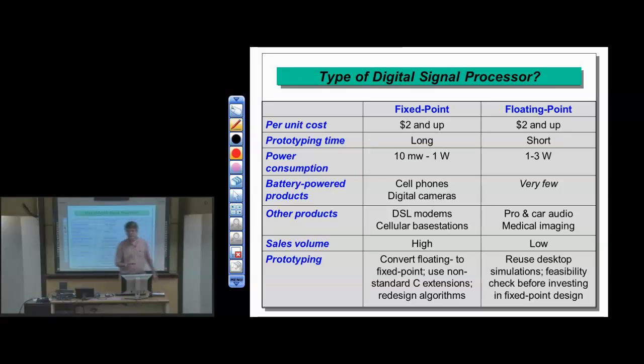Okay, so here's a comparison of fixed point and floating point. This is, and we'll get to the handout next, from Berkeley Design Technology. So the fixed point per unit cost, these have all come down. It used to be floating point processors were much more expensive, and over time they've come down in price. So you'll see on this handout that the per unit cost now is down pretty low, down to $2 if you order 1,000.